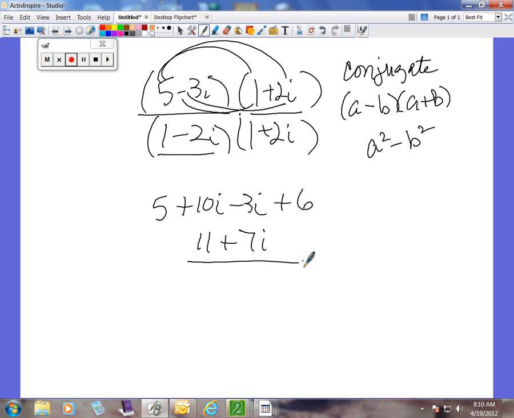What did you get on the bottom? The i should be gone. Did you get a 5? Now, if you FOIL this and distribute like you did the top, that's fine. But you can really do this because they're conjugates. 1 squared is 1 minus, what's 2i squared? Isn't it 4i squared, which makes it negative 4? And what's 1 minus a negative 4? 5. And here's how you write it in a plus bi form.